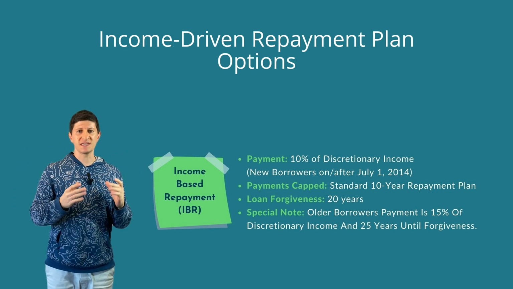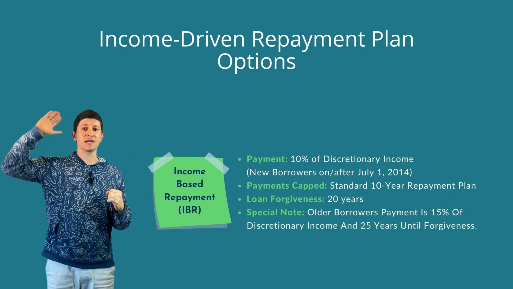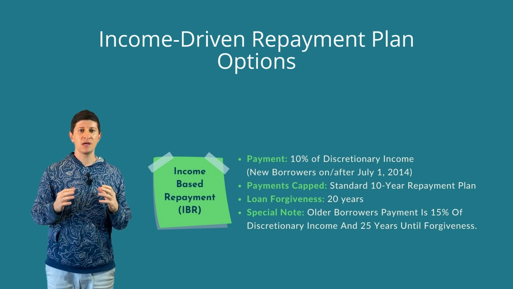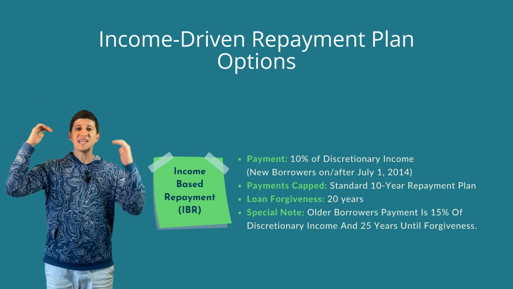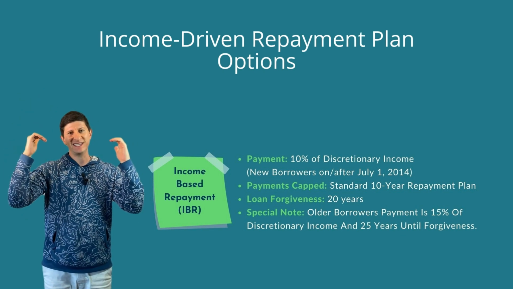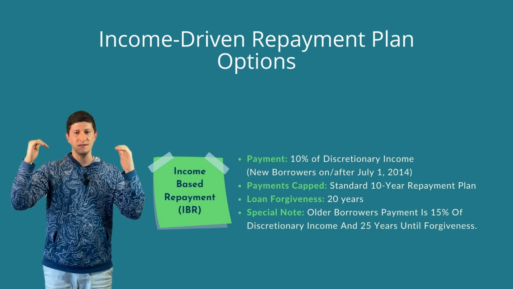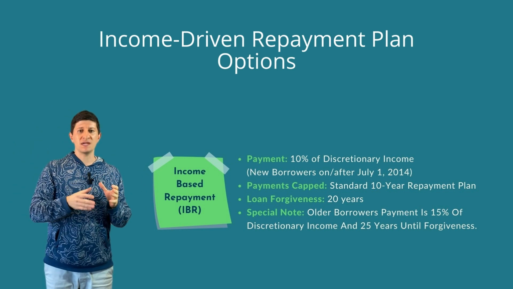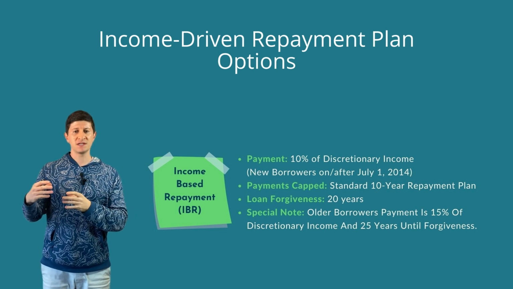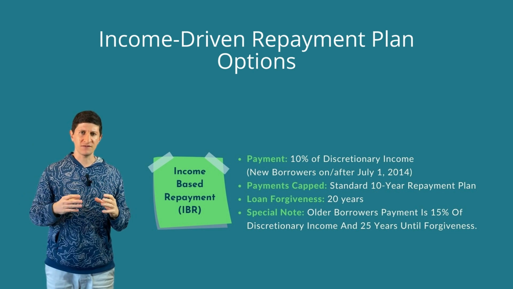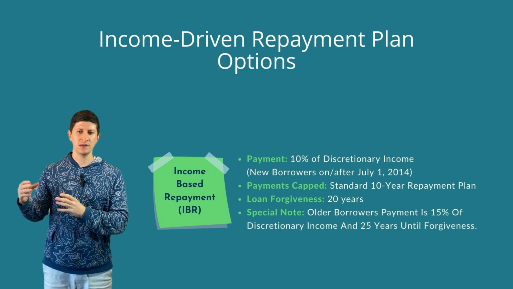So how that works is, let's just say you are a surgeon and your income skyrockets in the future. Instead of using your high income to determine your monthly payment, it gets capped at the 10-year standard repayment plan. If you make 20 years of qualifying monthly payments, your student loan gets forgiven at the end of that period.